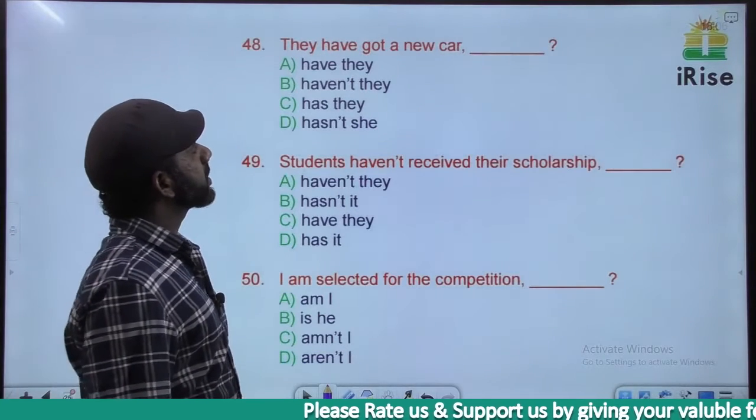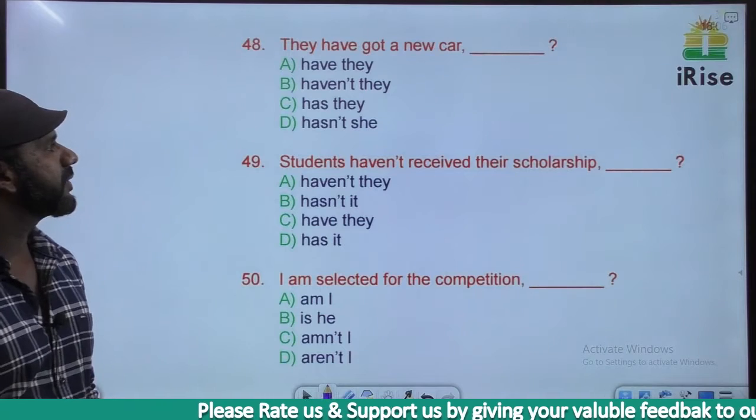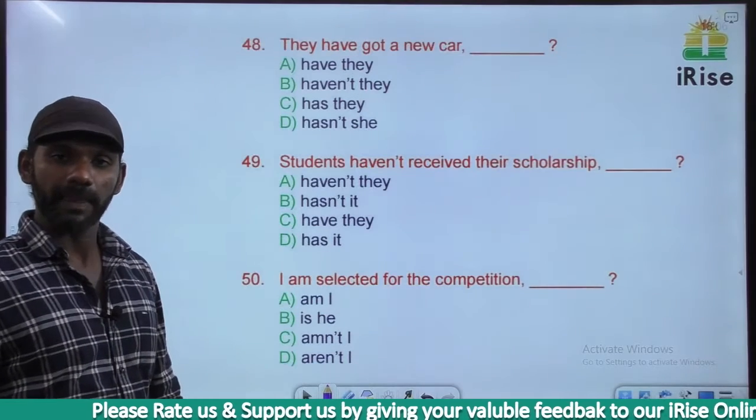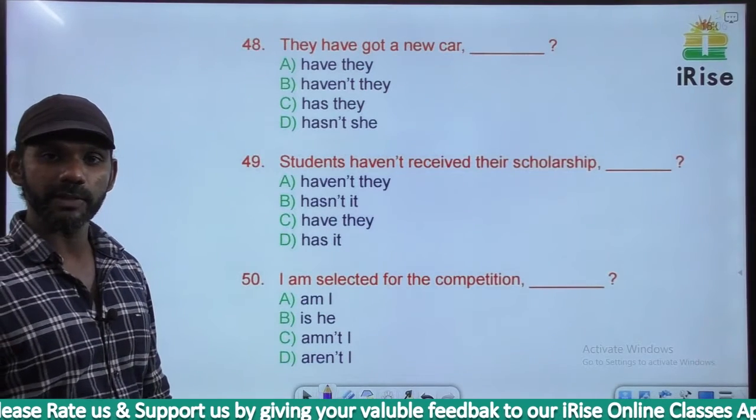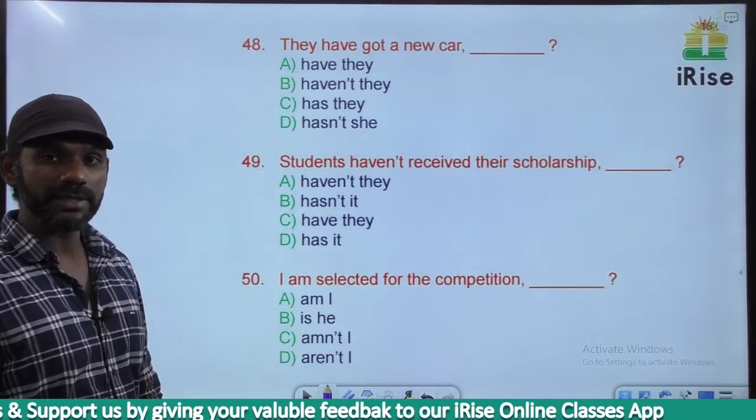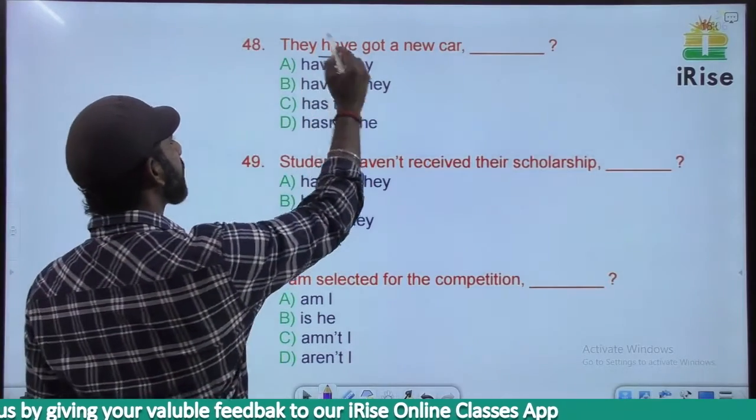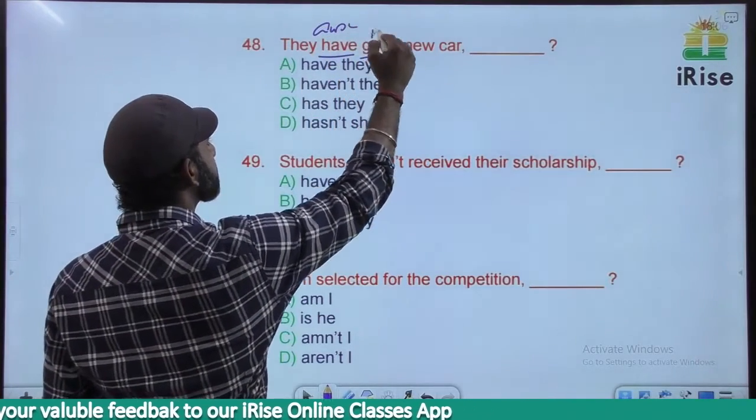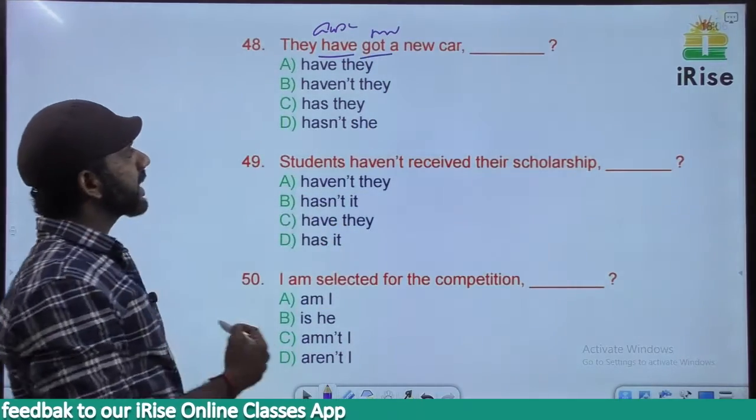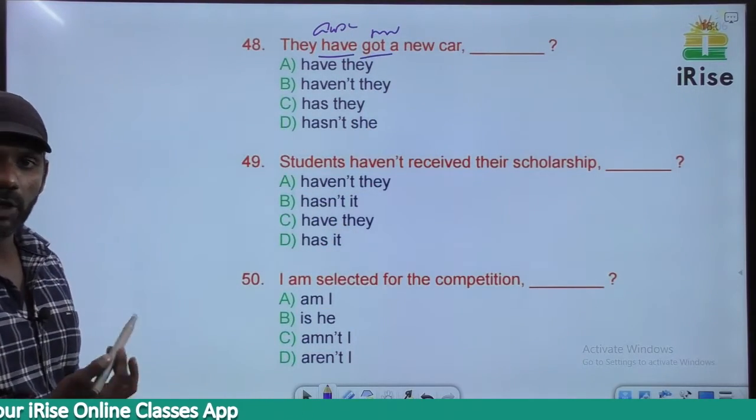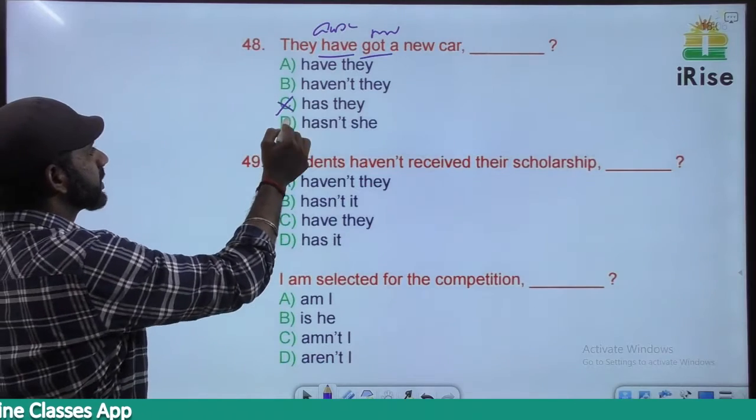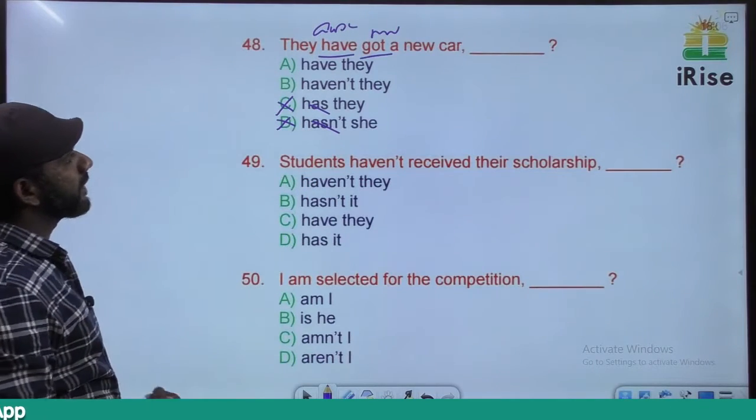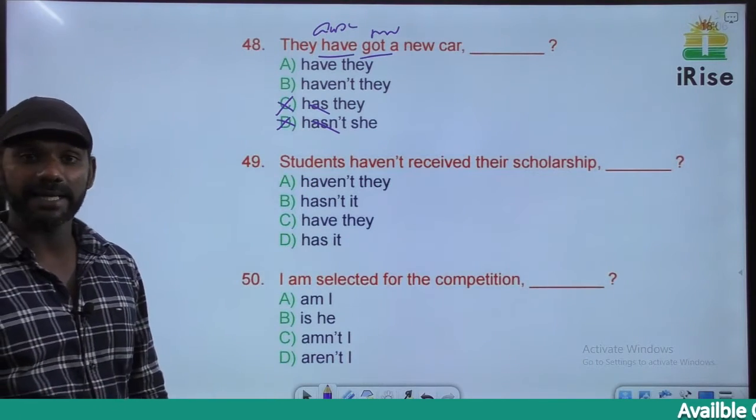They have got a new car. Is have a main verb or auxiliary verb here? Have is an auxiliary verb because got is the main verb. The tag must be framed with have because it's an auxiliary verb here. Based on that, C and D are eliminated, because C and D say has.